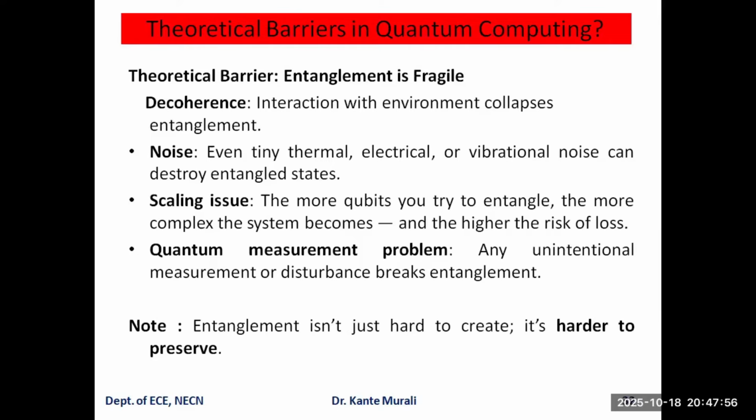One of the foremost is decoherence. This is due to interaction with the environment, like photon interaction, light, or thermal interaction like vibrations, which may cause the decoherence that collapses the entanglement state. Noise: even tiny temperature, electrical and vibrational fluctuations can ruin the correlations. Scaling: as more qubits try to entangle, the more complex and unstable the system becomes. One last one is the measurement problem. Any unintentional measurement breaks the entanglement immediately. So in practice, entanglement is hard to create, and it's even harder to preserve. That's why much of quantum engineering today is about keeping the bubble from popping.